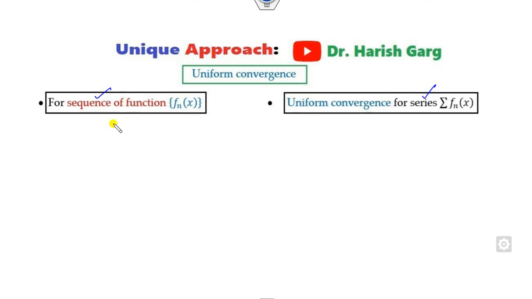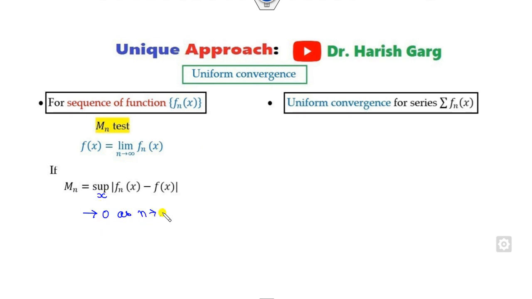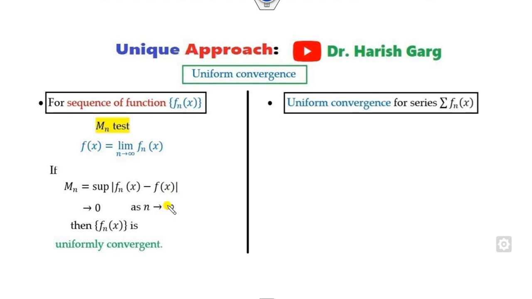Whenever a sequence is given to you, you always apply the M_n test. What is the meaning of that? You first find the value of f(x), which is nothing but the limit of this f_n, as n approaches infinity. Based on this you find M_n, that is the supremum of |f_n(x) - f(x)| over the whole domain of x. If it goes to 0 as n approaches infinity, then you can say this sequence is uniformly convergent, otherwise not. Remember, it must be 0. If it goes to say 1/2, which is not 0, then it is not uniformly convergent.